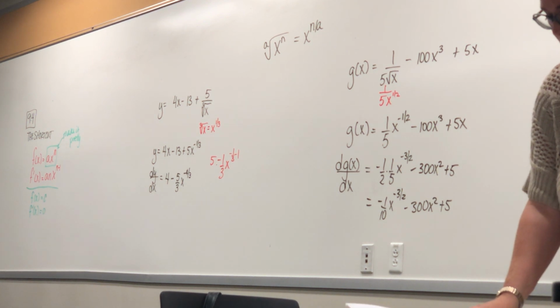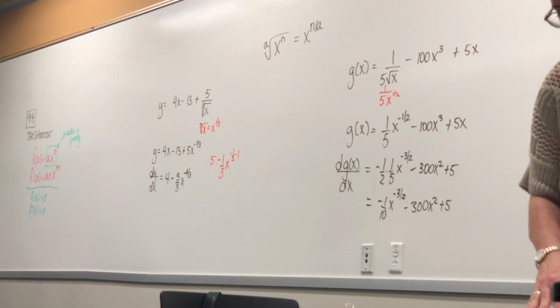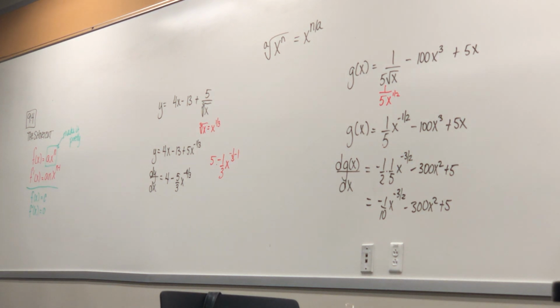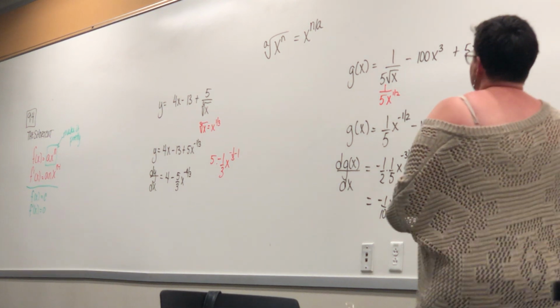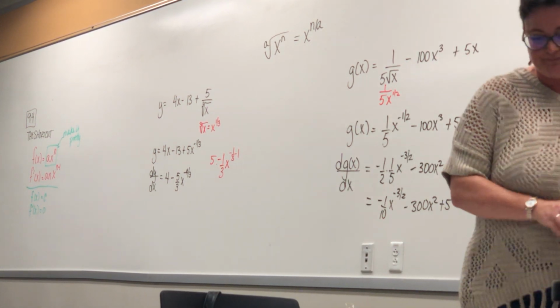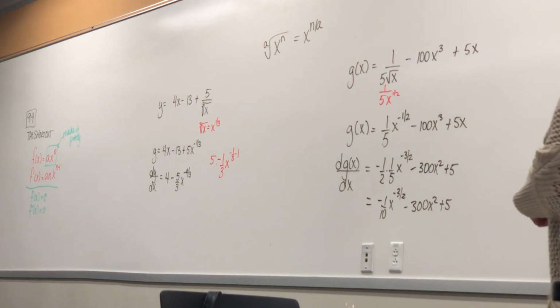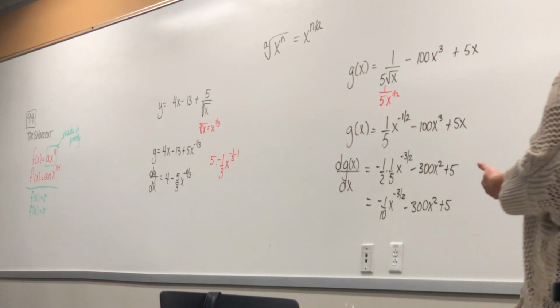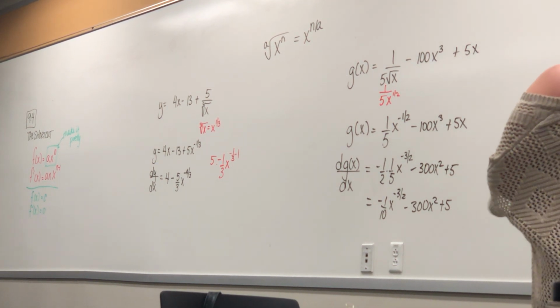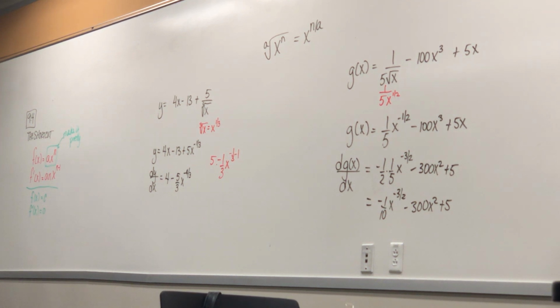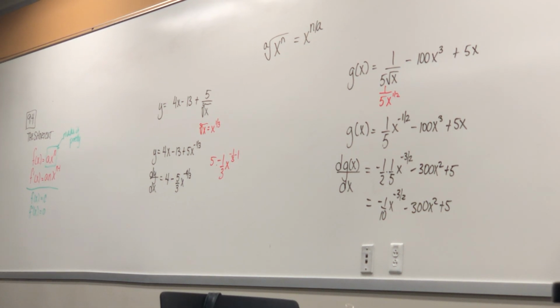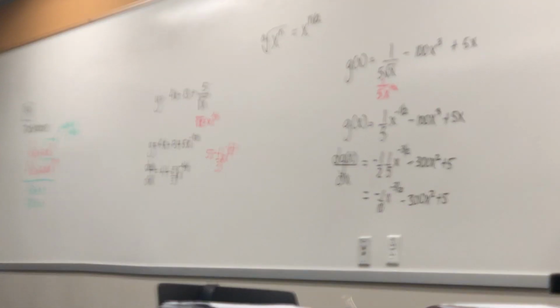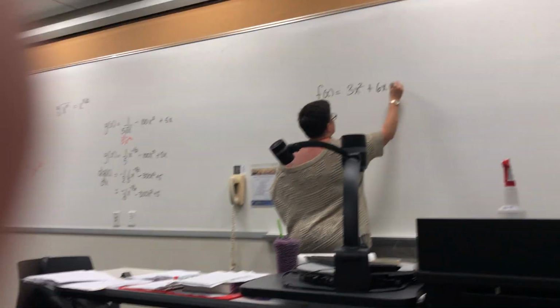Make sure I have every type of example here I want to give to you guys. Okay, great. Let's do something a little bit different now. That was easy. Marginally, right? Get it? Marginally. I'm in a mood. f of x equals 3x squared plus 6x minus 10.